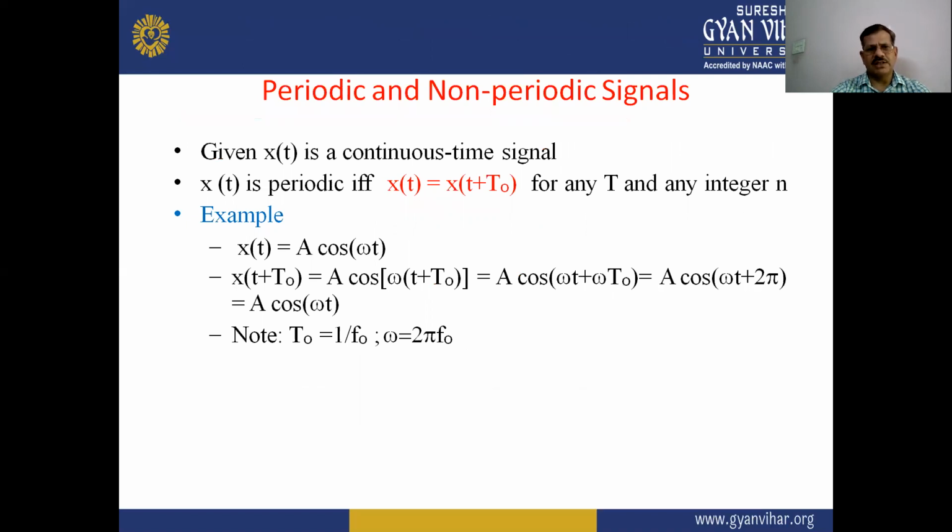Periodic and non-periodic signals. Given x(t) is a continuous time signal, x(t) is periodic if x(t) equal to x(t + nT0) for any t and any integer n, for example x(t) equal to A cos(ωt). So x(t + T0) equals A cos(ω(t + T0)), or equal to A cos(ωt + ωT0), and this will be equal to A cos(ωt + 2π). Note T0 equal to 1/f0 here and ω equal to 2πf0. This is an example of periodic signals.